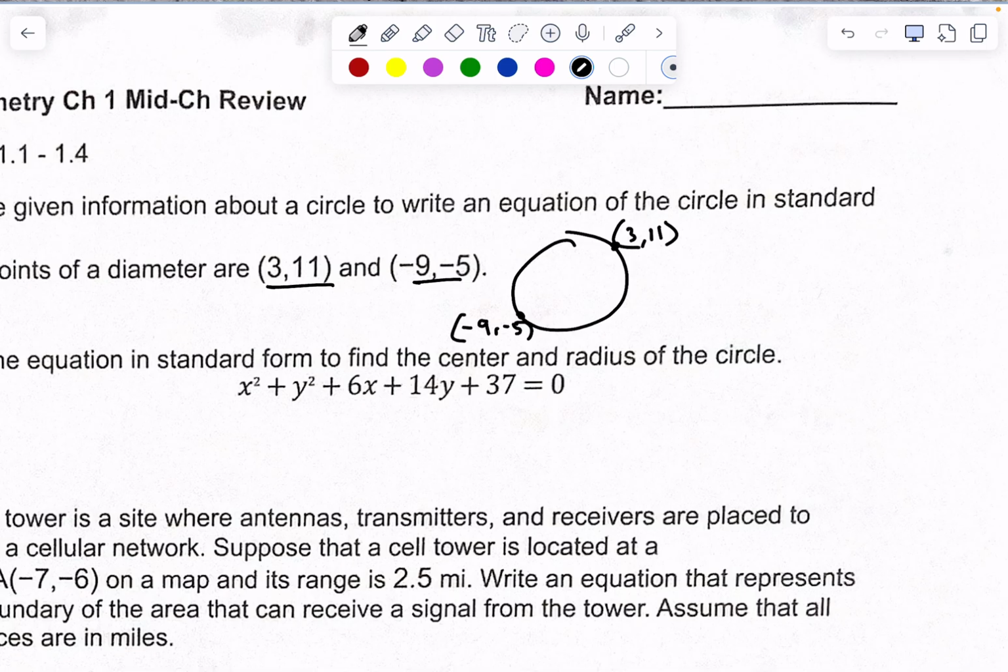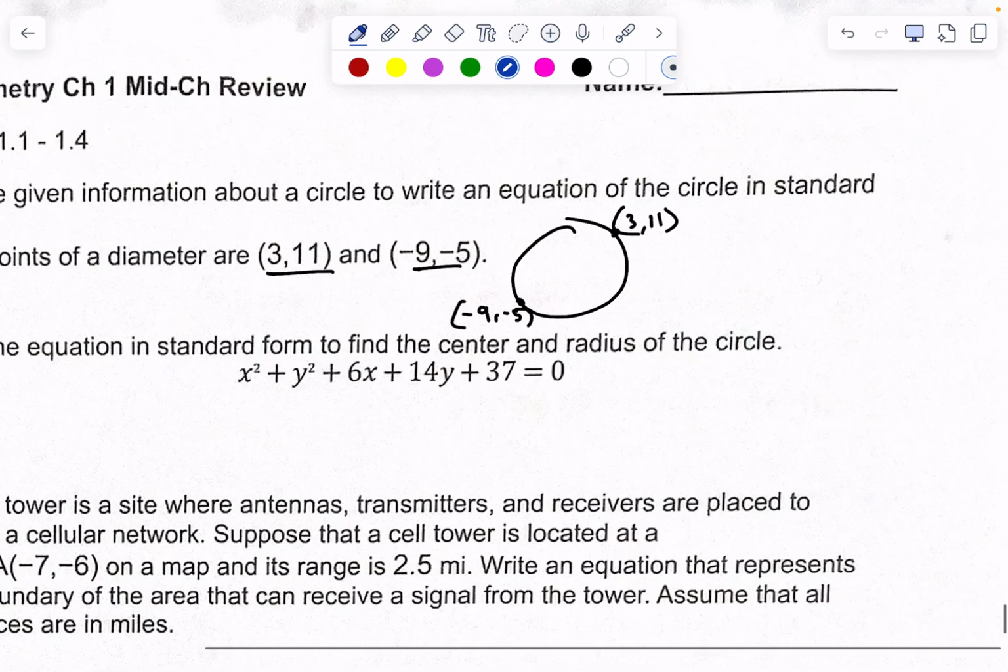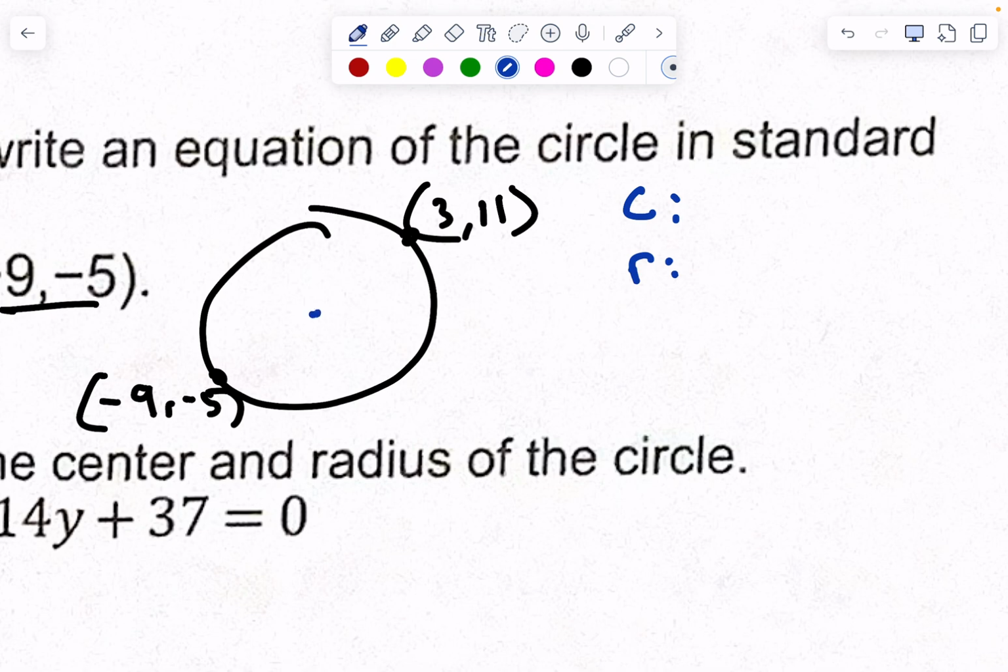What are the two things that we need? Center and radius. Okay. All right, how do you find the center? How do I find this guy right here? He is the midpoint. He's the average, right? So I average these two together. Average means I add them and divide by 2.